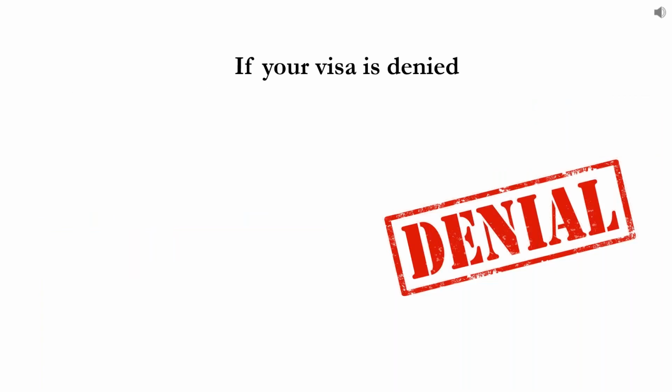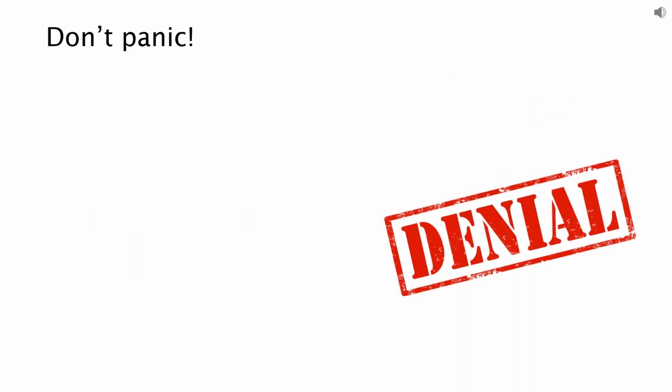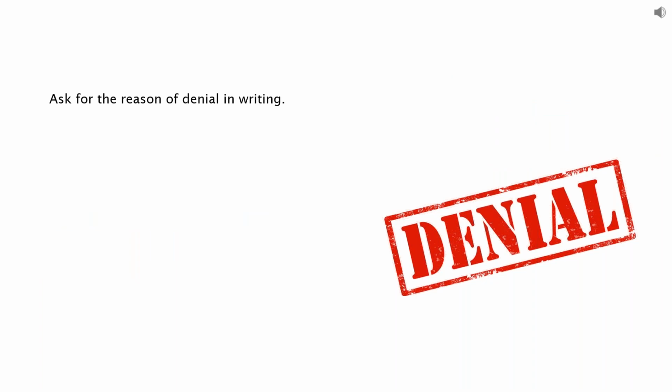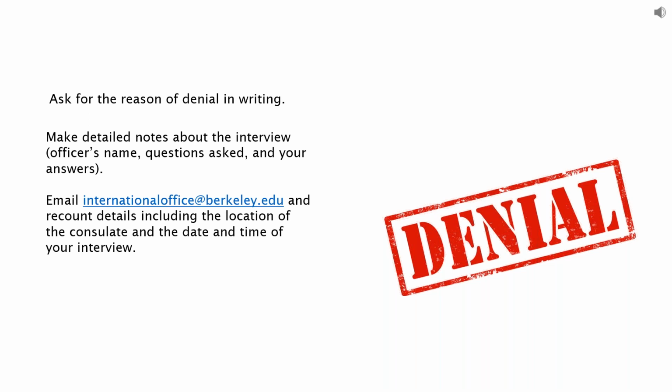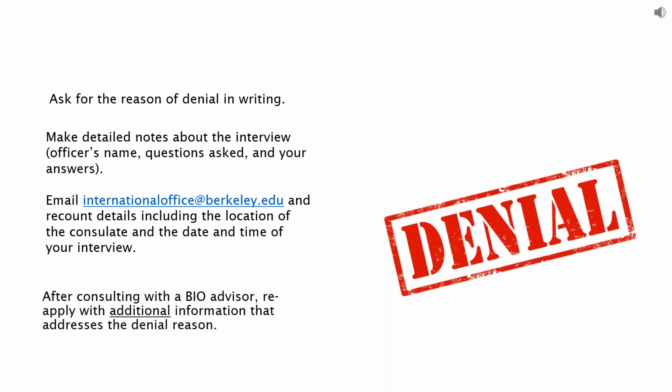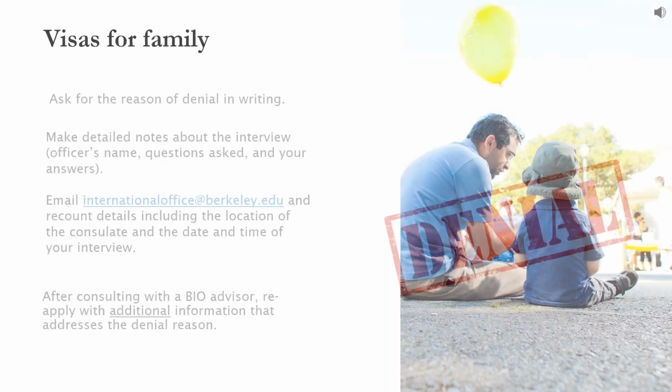Okay, and if your visa is denied, the first thing: don't panic. Do ask for the reason of denial in writing, and make sure you take detailed notes about the interview, the officer's name, the questions you were asked, and the answers that you gave. Then email us right away at internationaloffice@berkeley.edu and give us those details, including the location of the consulate and the date and time of your interview. After consulting with one of our BIO advisors, reapply with additional information that would address the denial reason. But again, make sure you reach out to us as soon as possible.